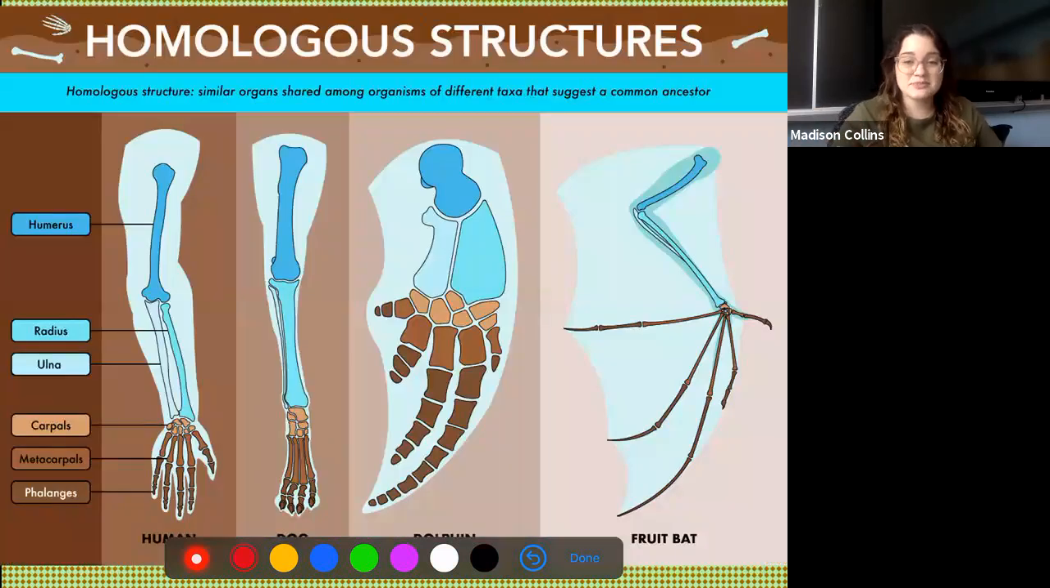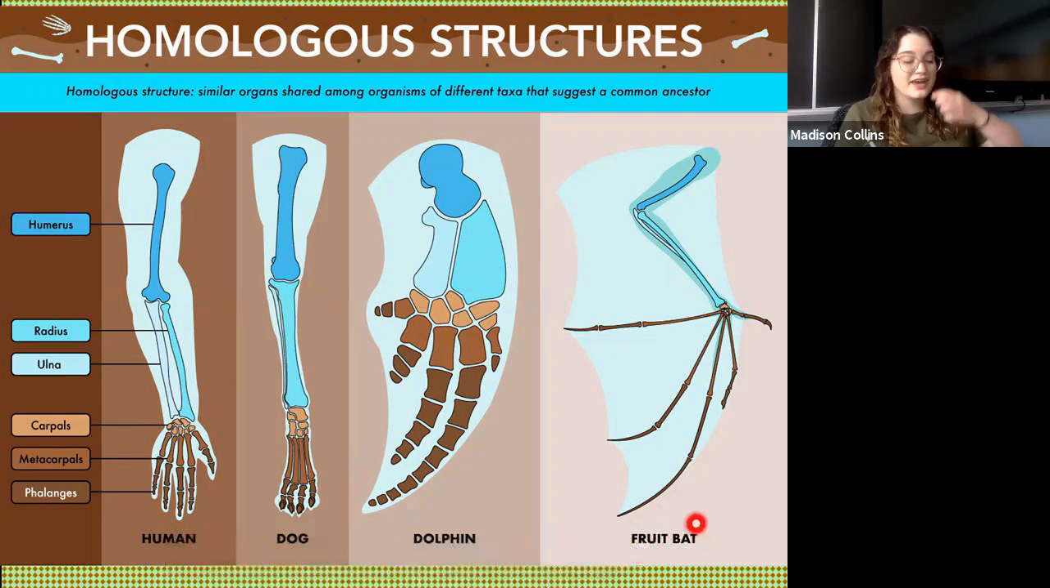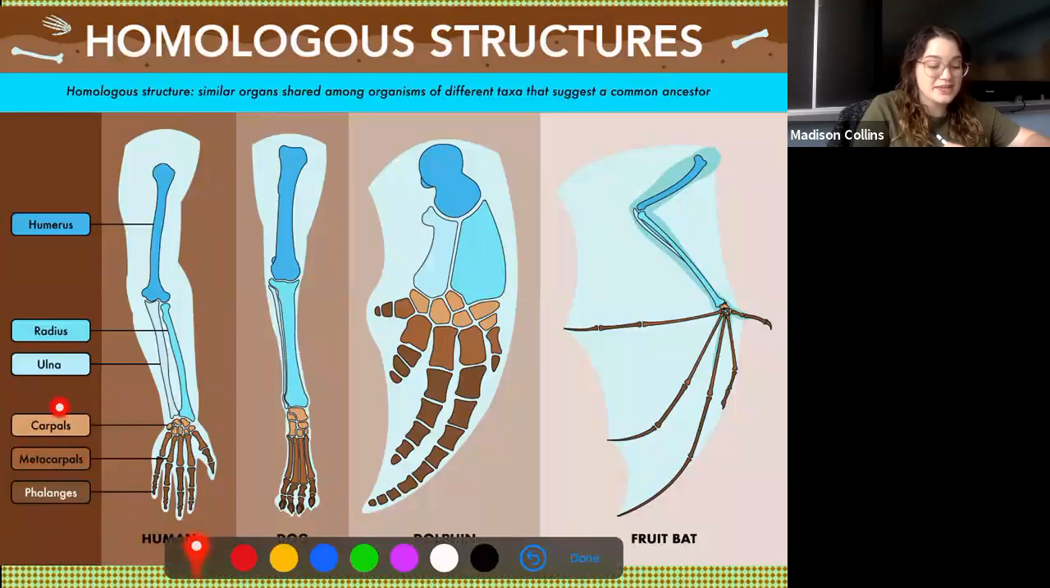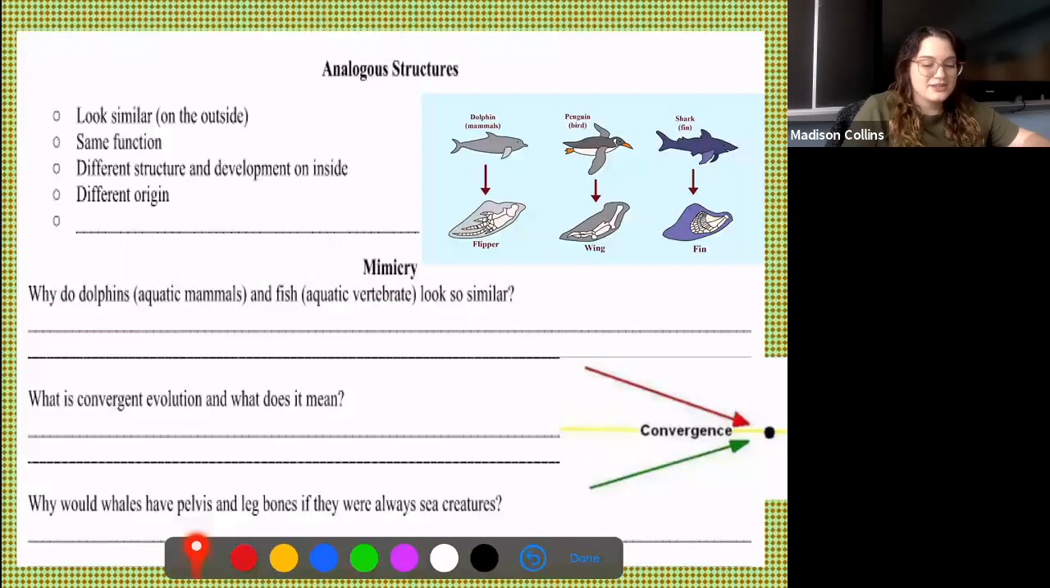All right, here's another example of that. We can see humans, dogs, dolphins, and fruit bats. Again, different structures, or I'm sorry, different functions, but the same bones or the same structures underneath. All right. But now let's look at a different example.